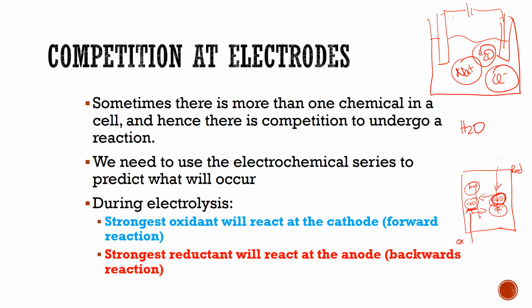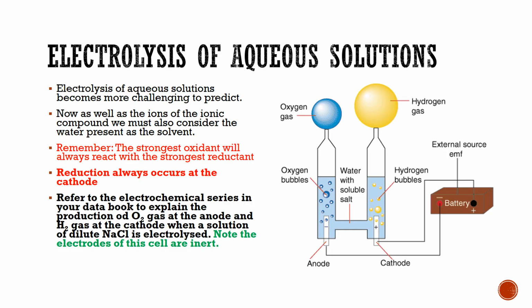So if you look at this situation, if the strongest oxidant and the strongest reductant always react, then we're not going to actually ever see sodium and chloride reacting in our cell. What we will see is hydrogen gas and oxygen gas being produced. So this is what that looks like.